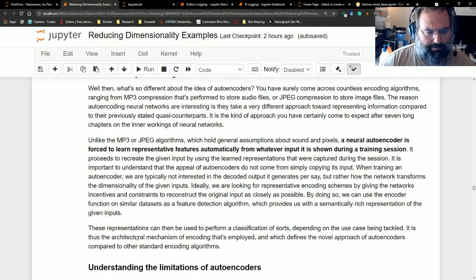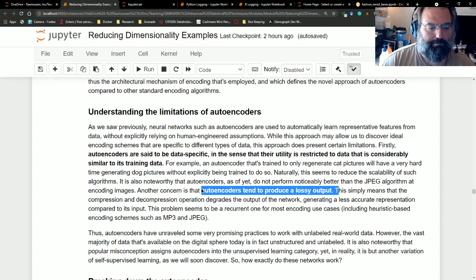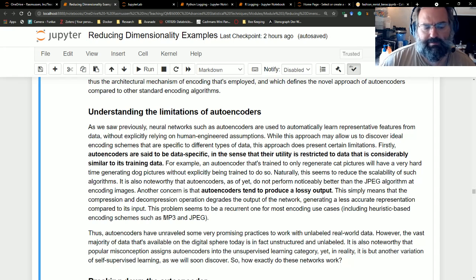And that's another problem, so to speak, of autoencoders: they are lossy in nature. If you take something, run it through it, and decode it, you've lost some fidelity, and that's where they do tend to produce lossy output. You could view that as a form of error, right? All of these approaches that are reducing dimensionality introduce a certain amount of error.